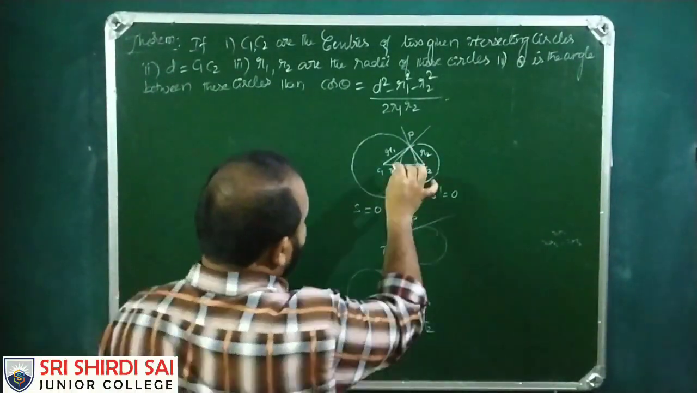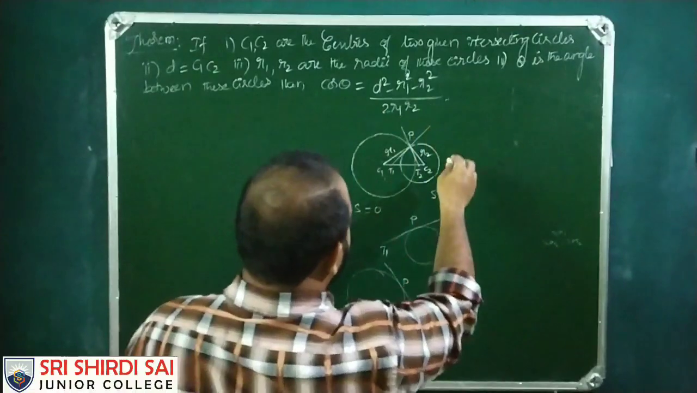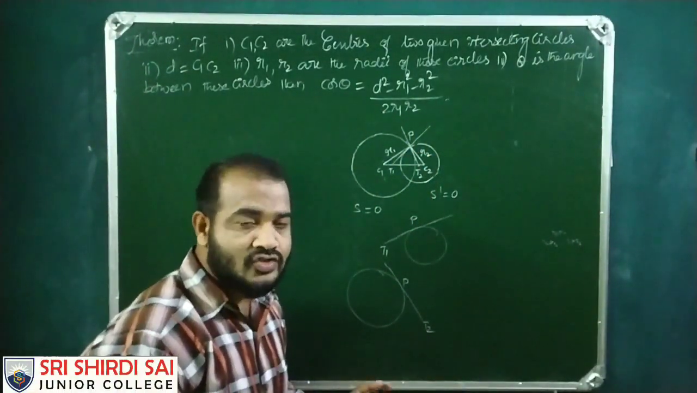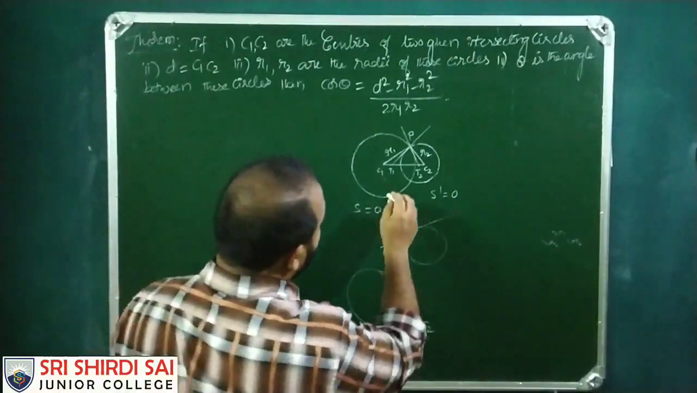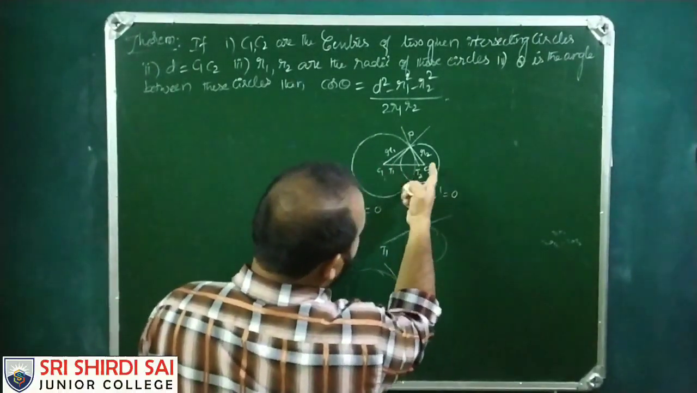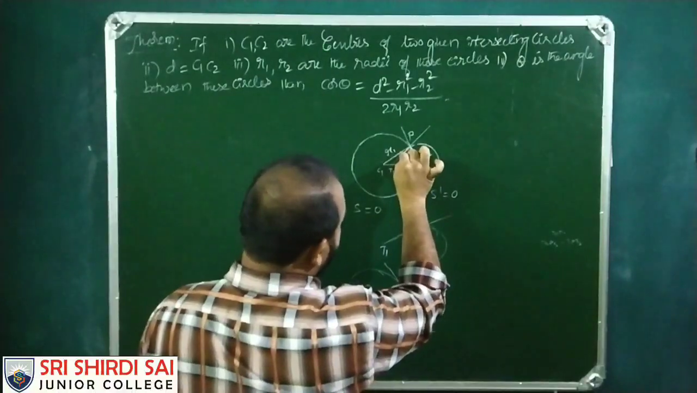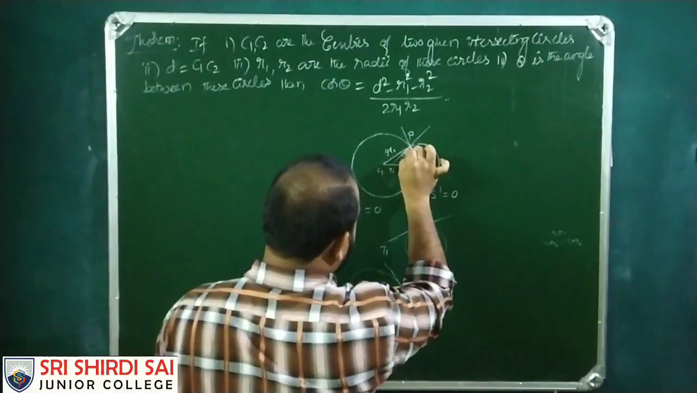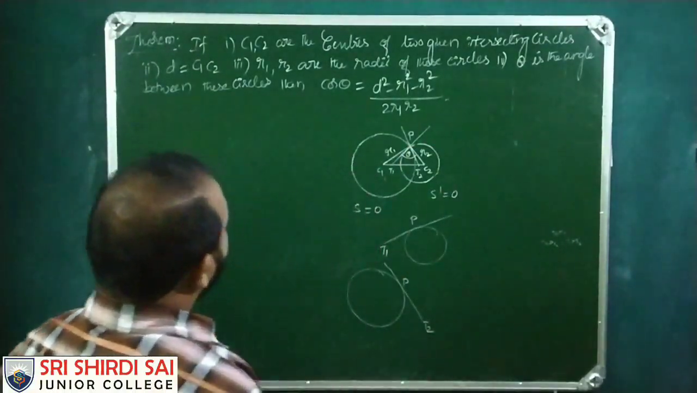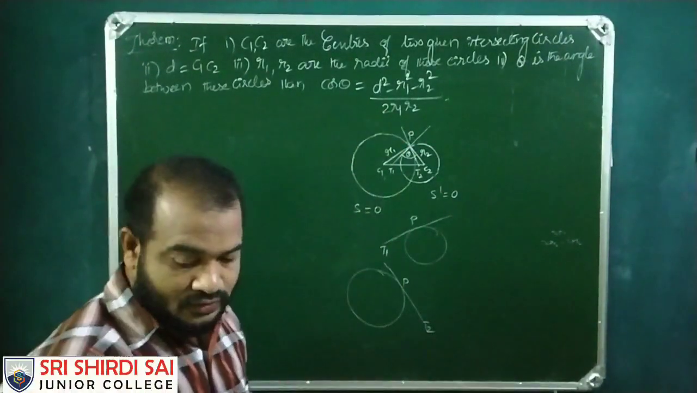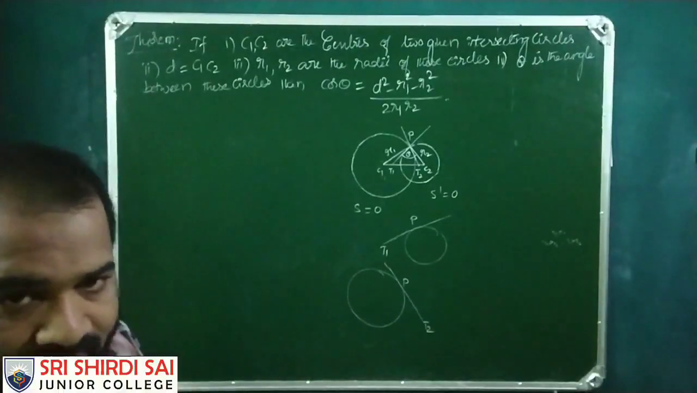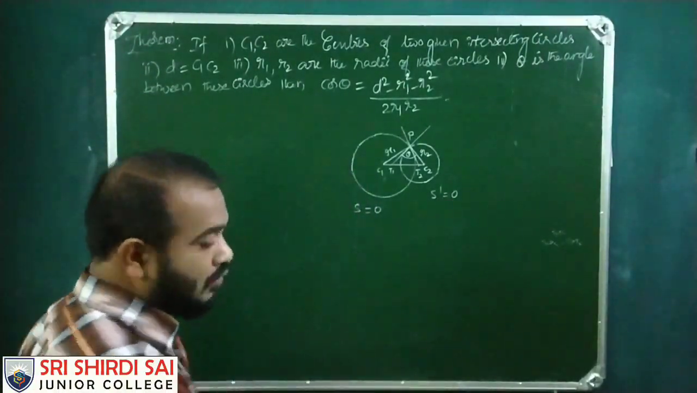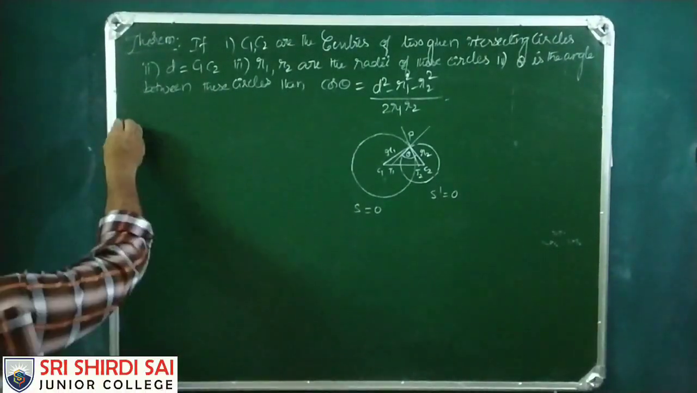If theta is the angle between the two circles, it is nothing but the angle between the tangents drawn at the point of intersection. Here T1 and T2 are the tangents, and this is the angle between them, suppose this to be theta. Then cos theta equals d square minus r1 square minus r2 square by 2 r1 r2, which is what we need to show.